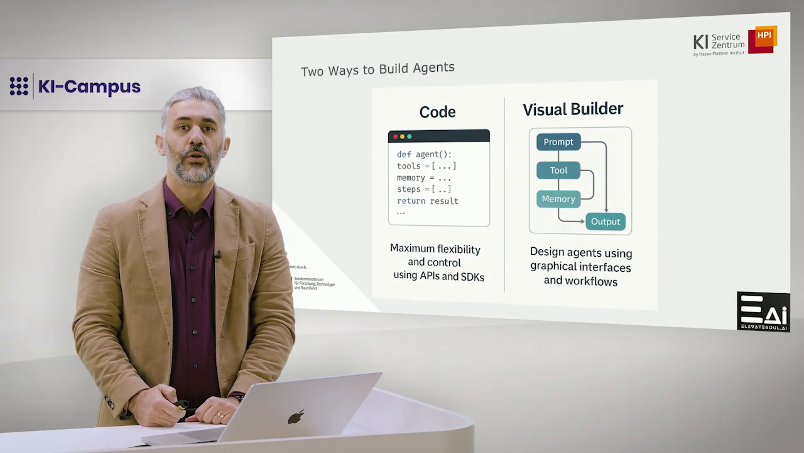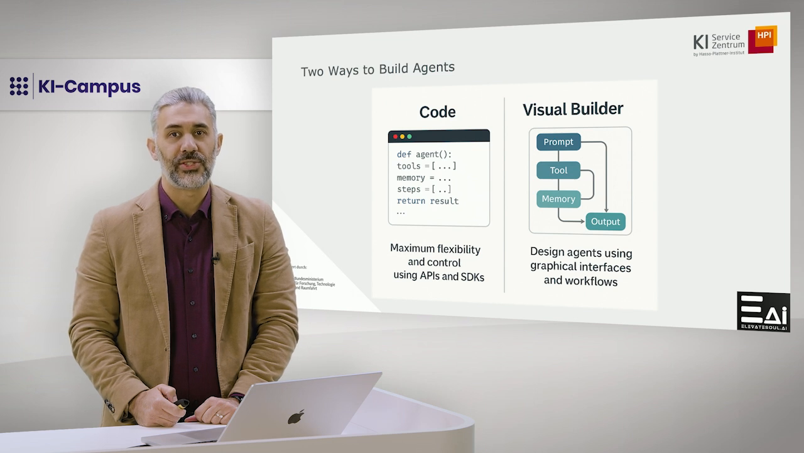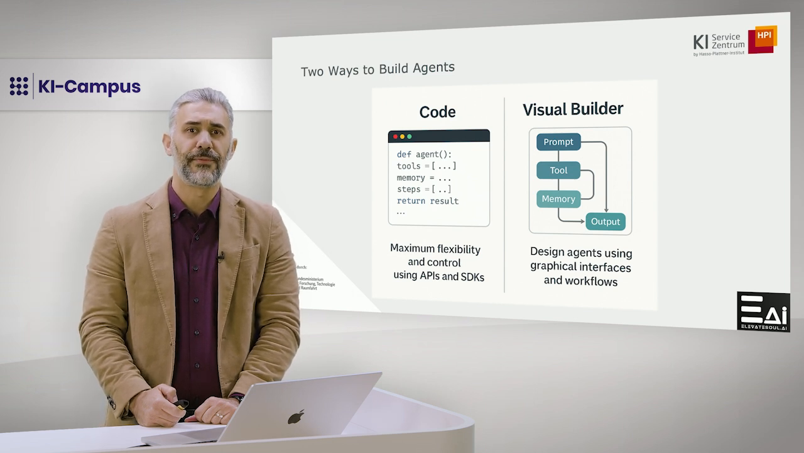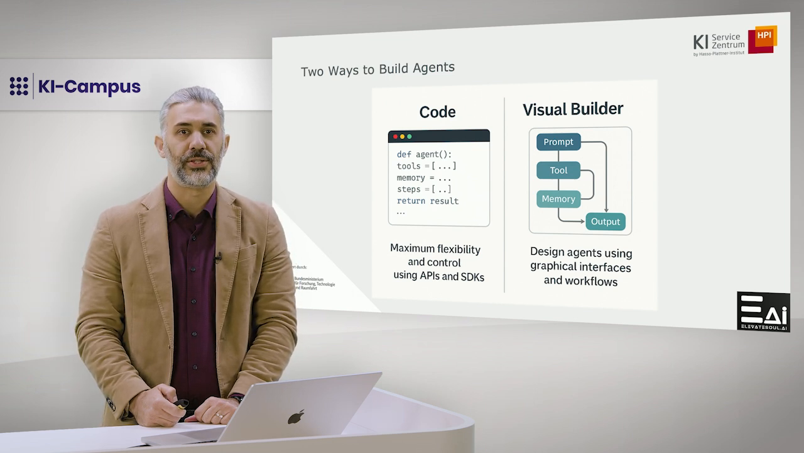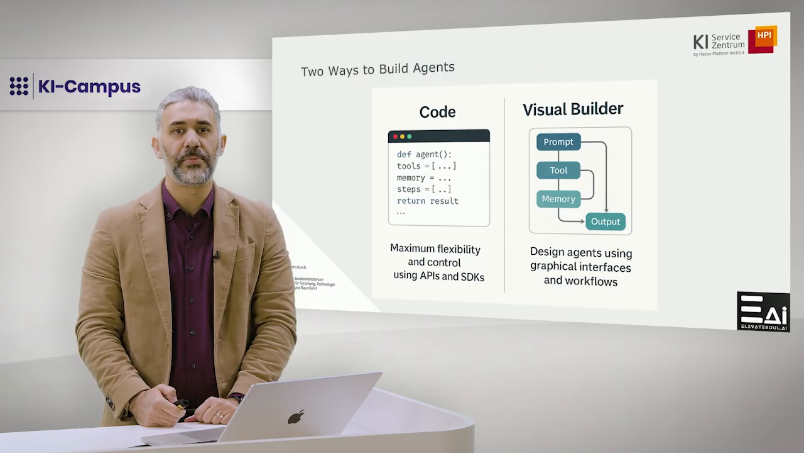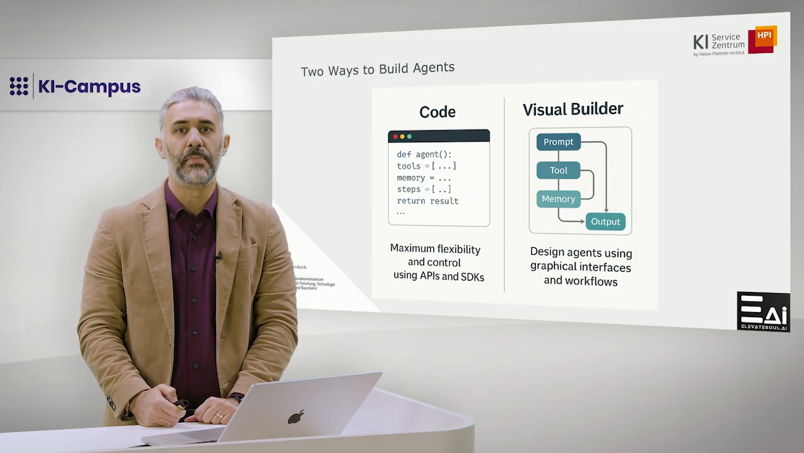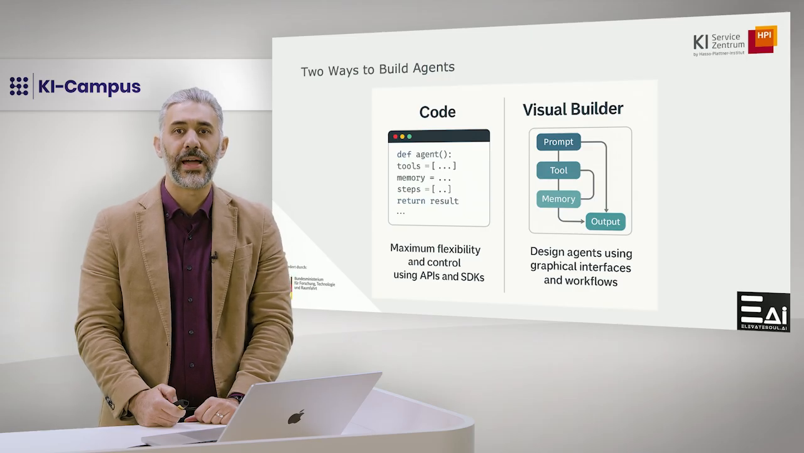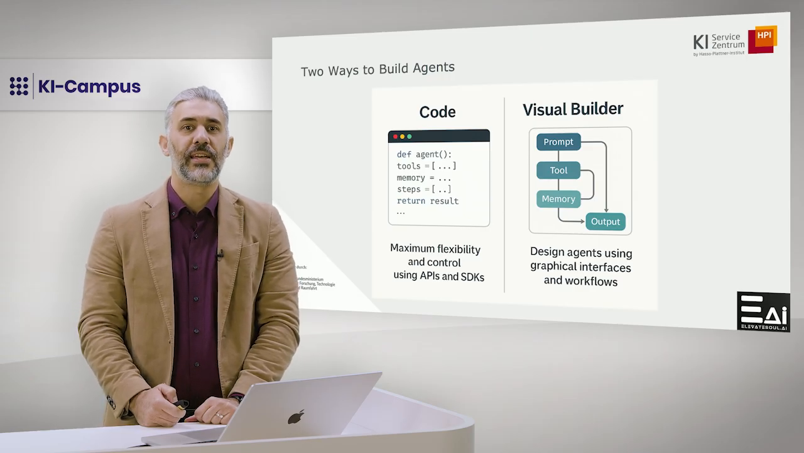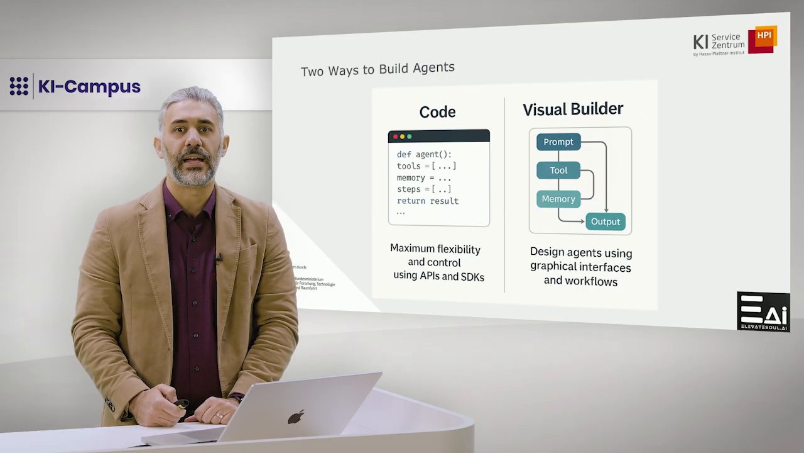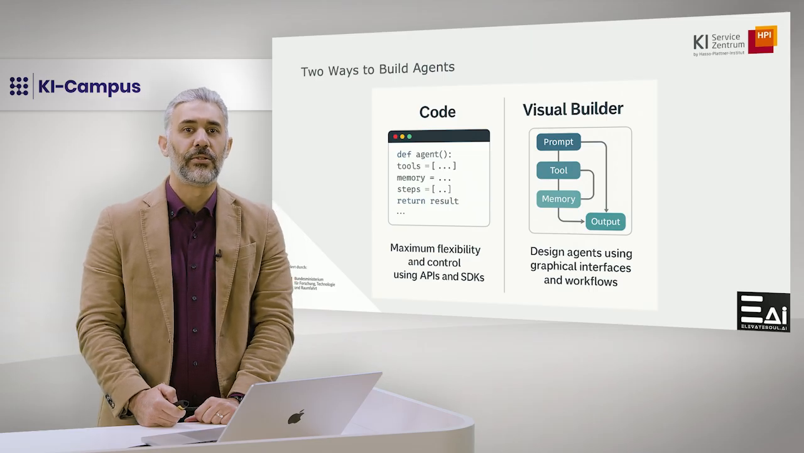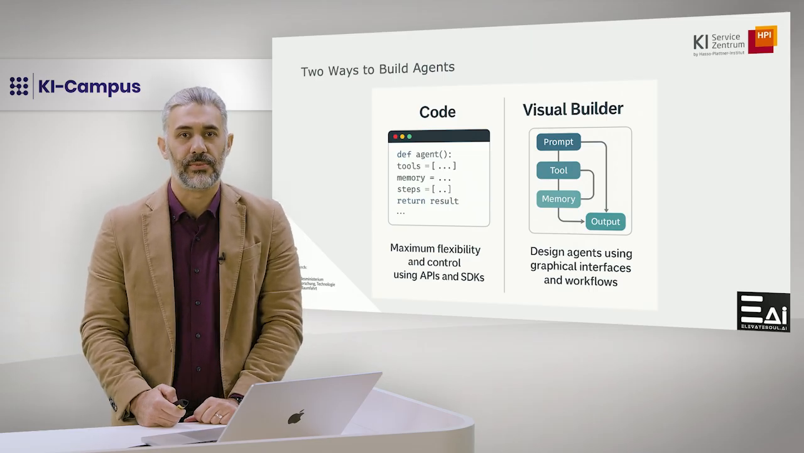There are two main ways to build agentic systems today. The first approach is code-based. Here, developers use APIs and SDKs to define prompts, tools, memory, and workflows directly in code. This gives maximum flexibility and control, and is ideal for deeply customized systems.